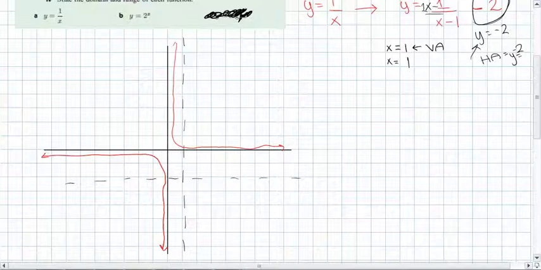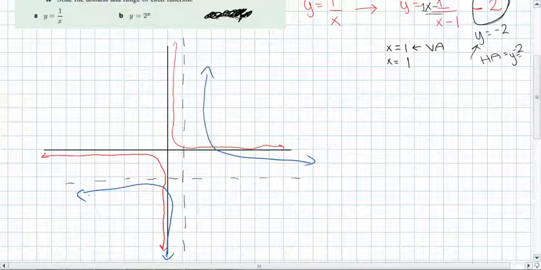Let's change the color. Like this. And like this. As you can see, following the new asymptotes.